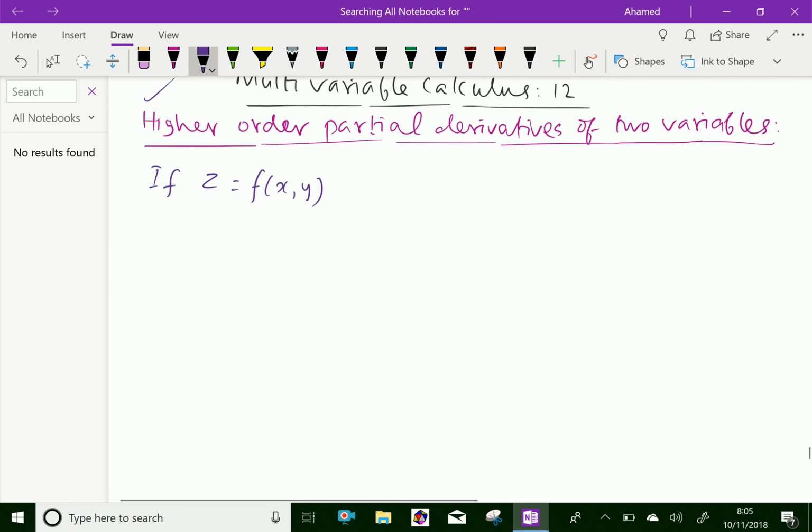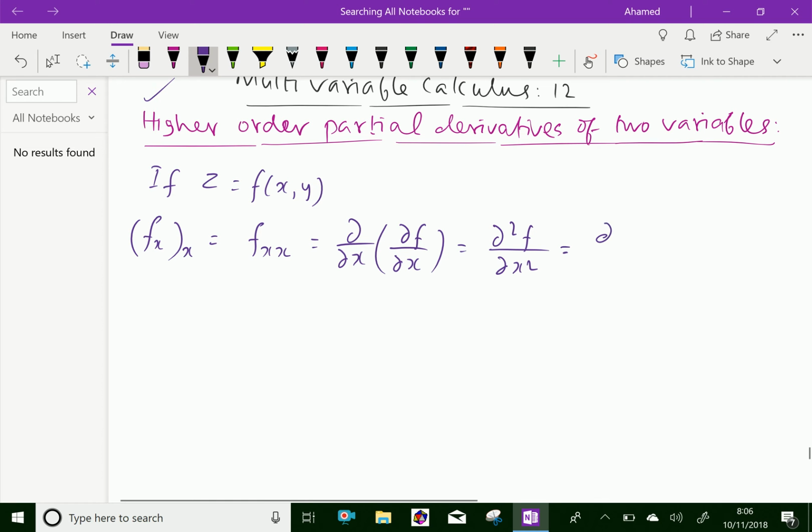Now we can see f of x, which means the partial derivative with respect to x, and a second time also with respect to x, which means it's a higher order derivative. That is, we can say it is fxx, which is equal to dou by dou x of dou f by dou x. We can write this as dou square f over dou x square, which is further equal to dou square z over dou x square, meaning the second derivative of the function z with respect to x.